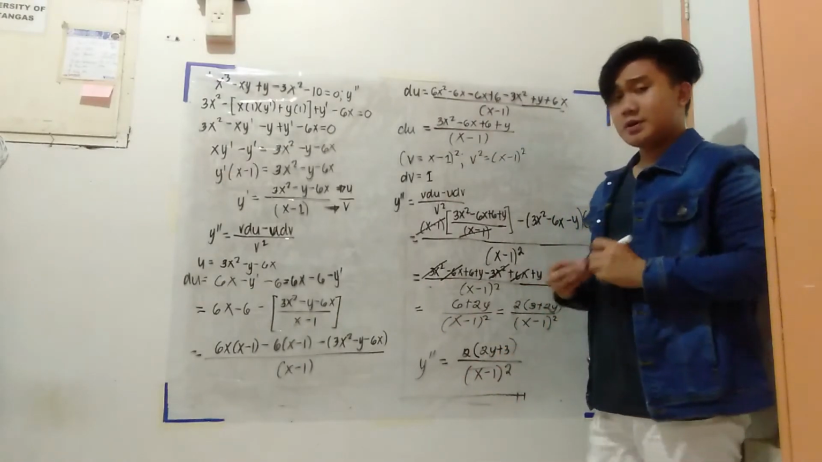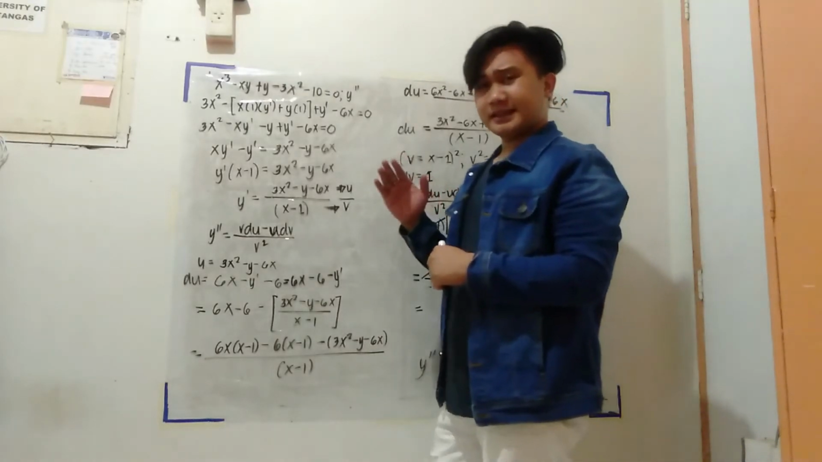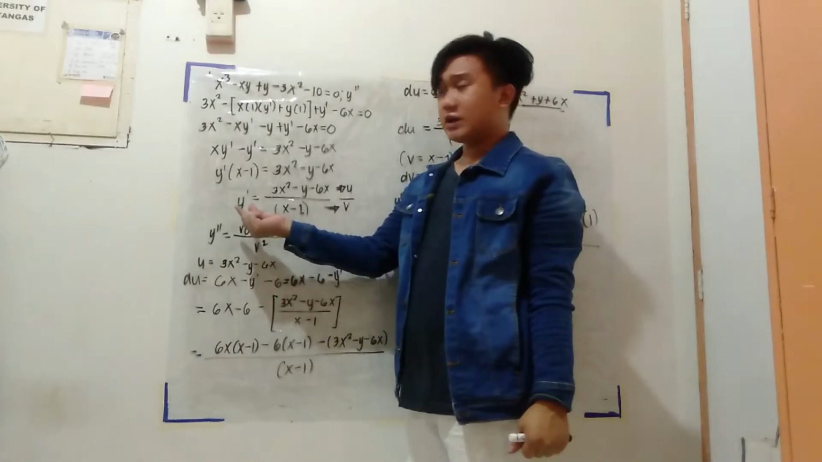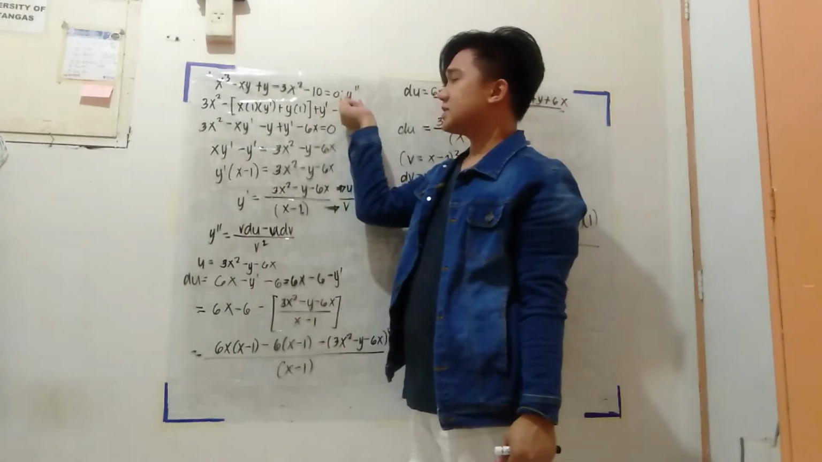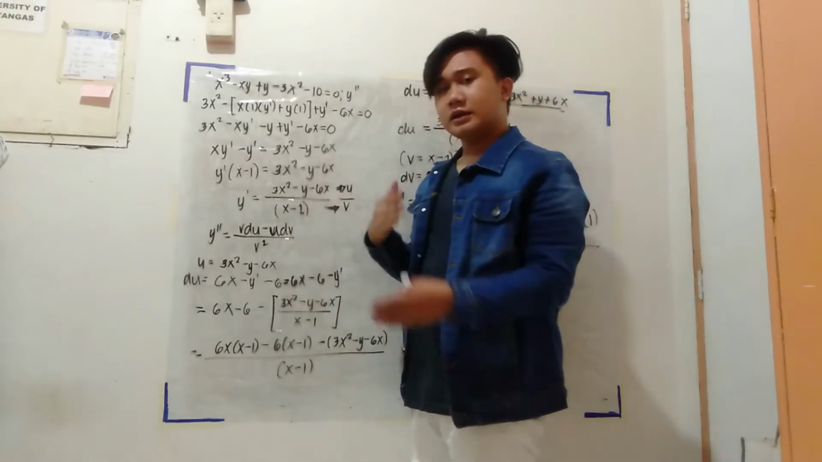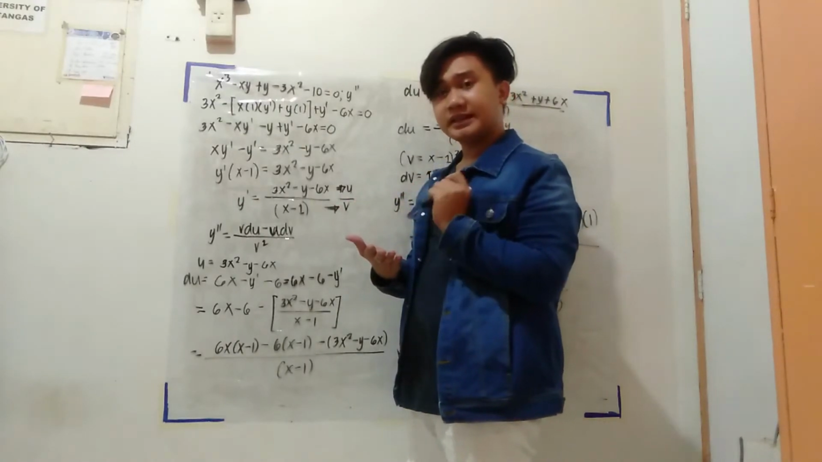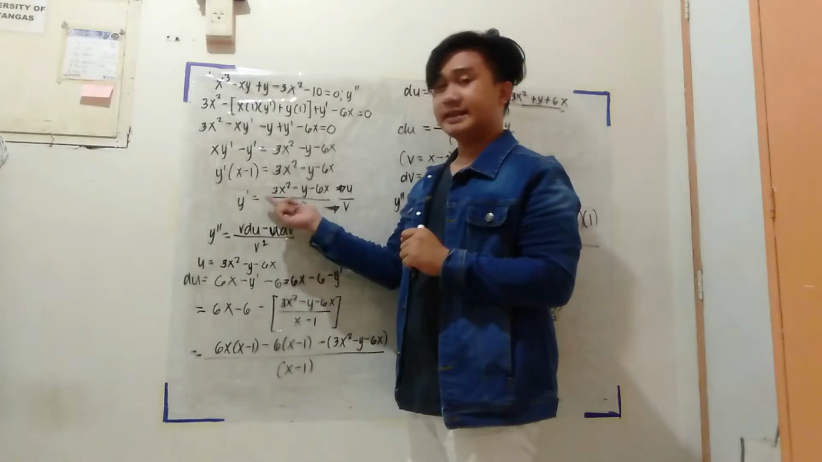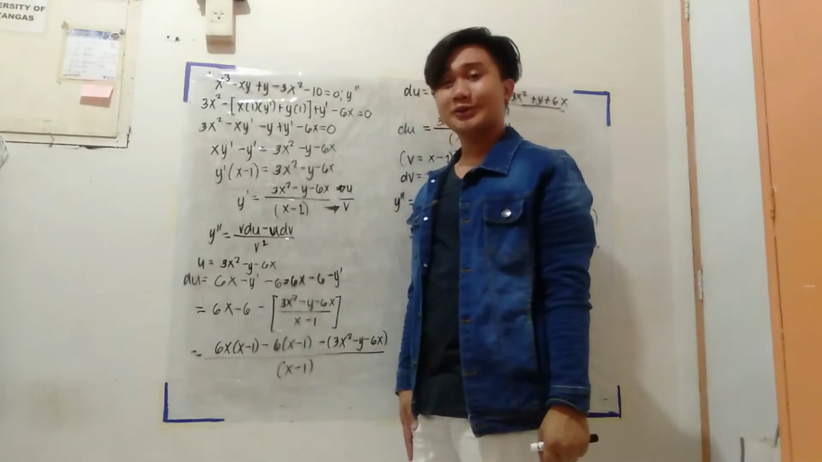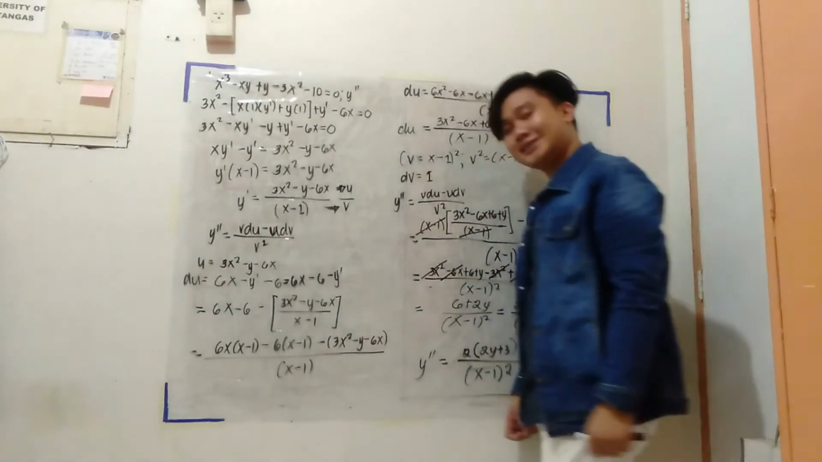Kung na-observe nyo, medyo mahaba yung way, pero systematic naman. Kasi, kukuhain mo muna si y prime. Pag nakuha mo na si y prime, makukuha mo na si y double prime. So, ganun lang po. Basta pag nandun ka na sa way papuntang y double prime, pag may nakita kang y prime, pag nag-differentiate ka, palitan mo agad ng ganito. Tulad nung ginawa natin dito. Kaya medyo humaba yung du. So, it is as easy as that, guys. So, copy your notes.